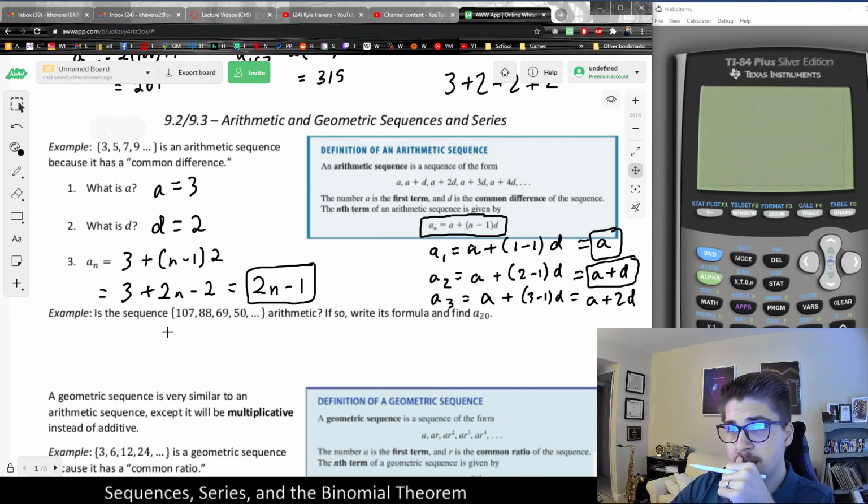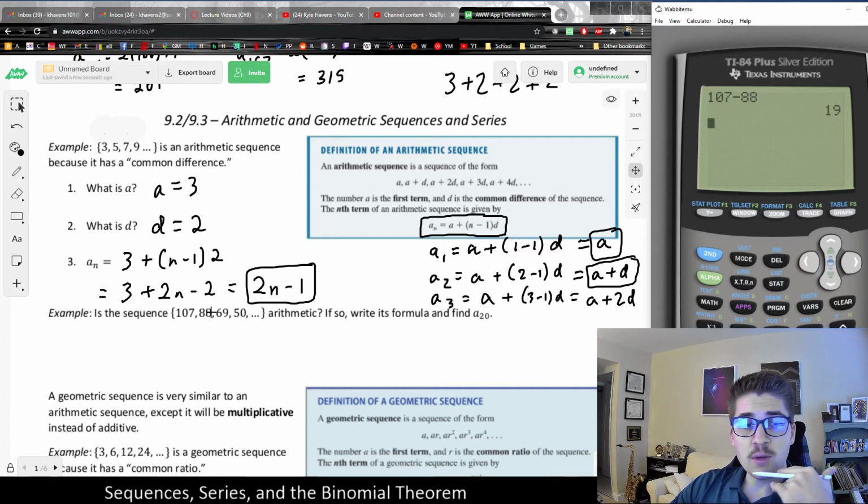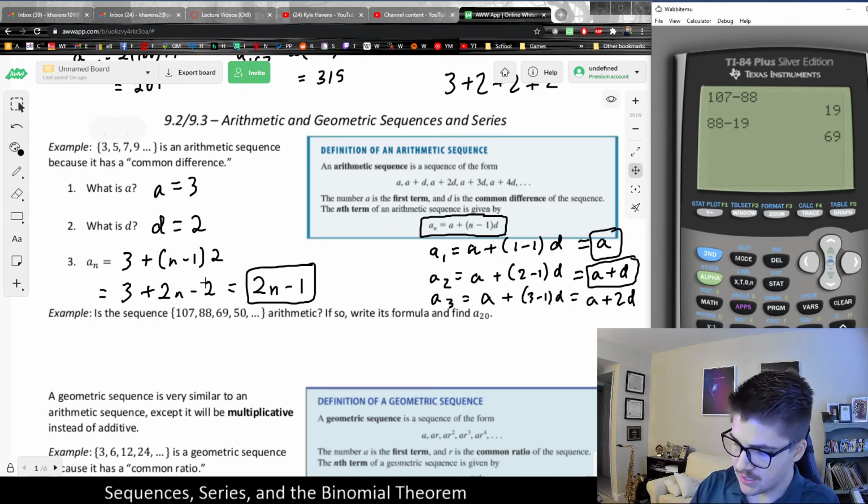But for this one, you can always just take the difference of the first two terms to figure this out. So I could say, well, what's 107 minus 88? That would be 19. And what I want to see is whether that's the same difference for the next term. So I could check, what is 88 minus 19? That's 69. And then 69 minus 19 is 50. Every term that I was given is minus 19. So yes, it's arithmetic. The common difference would be negative 19.